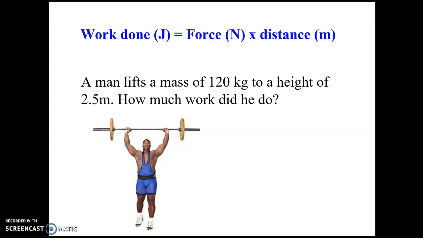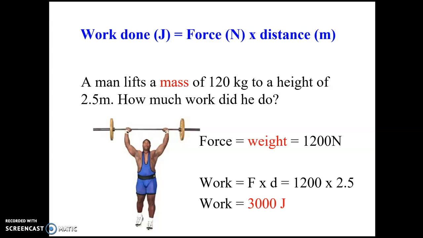Okay, so a nice simple example. A man lifts a mass of 120 kilograms. Notice what I did there. It says mass, not weight. To a height of 2.5 meters, how much work did he do? Well, first of all, we need to find out what force he used. What is that weight? If you remember, weight equals mass times gravitational field strength. On the Earth, the gravitational field strength, g, is about 10. So if the mass is 120 kilograms, the weight will be 10 times that. It will be 1,200 newtons.